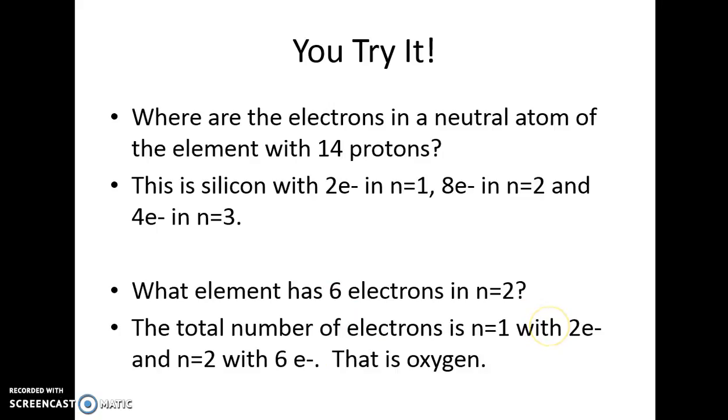is oxygen. Another way that you can figure this out is to say, well, n equal 1 must have 2 electrons, n equal 2 has 6 electrons, and there can't be an n equal 3 because n equal 2 has to be full before n equal 3 gets any electrons. So the total number of electrons in the atom is 8. That is oxygen. There's more than one way to do a lot of problems.